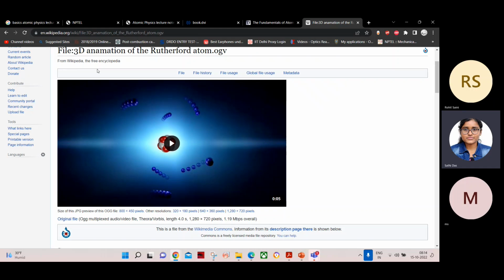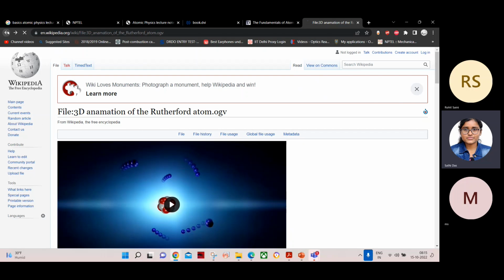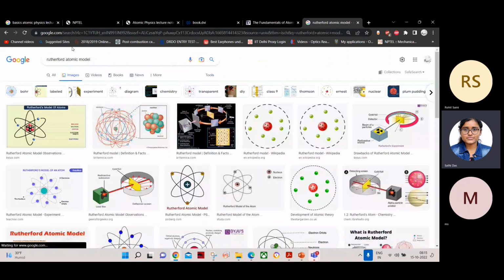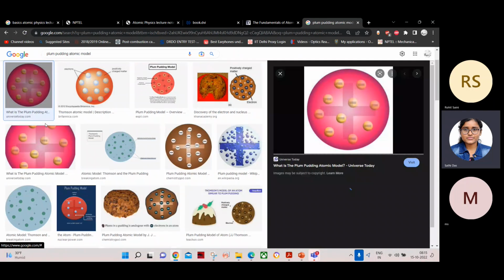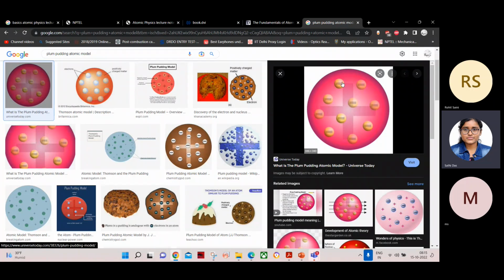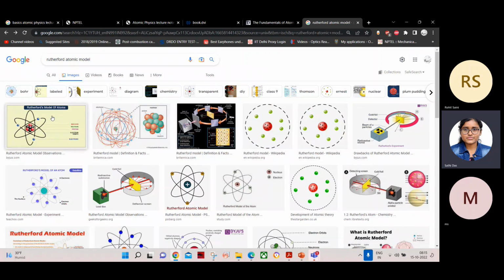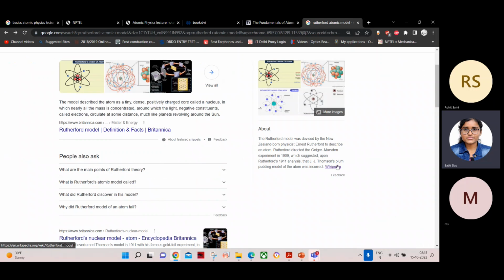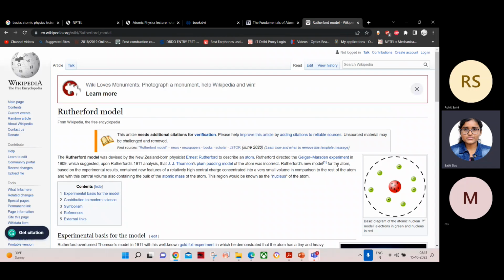In the plum pudding model, Thomson postulated that the electrons are inside the nucleus. If we see the plum pudding model, it was like this: this is a whole nucleus, and in the nucleus there are small dots or pudding of electrons. But the Rutherford model is obviously different, because it told us that electrons are not inside the nucleus. They are different and they are not inside the nucleus. That was the first postulate.